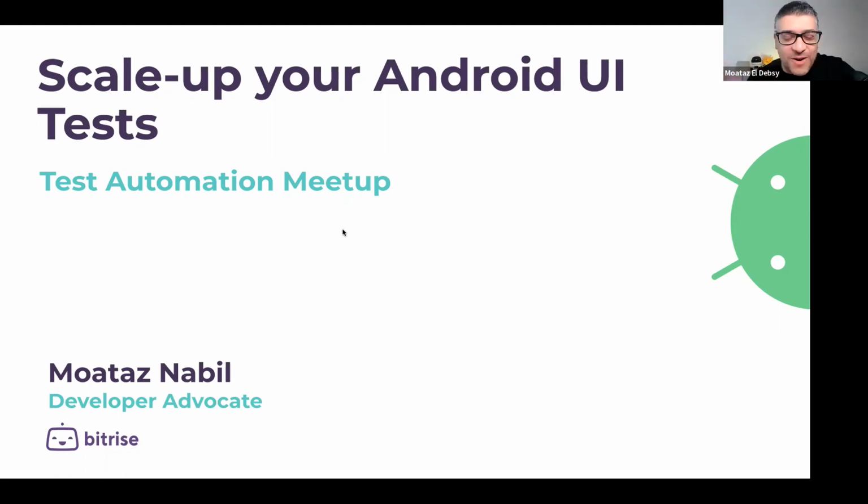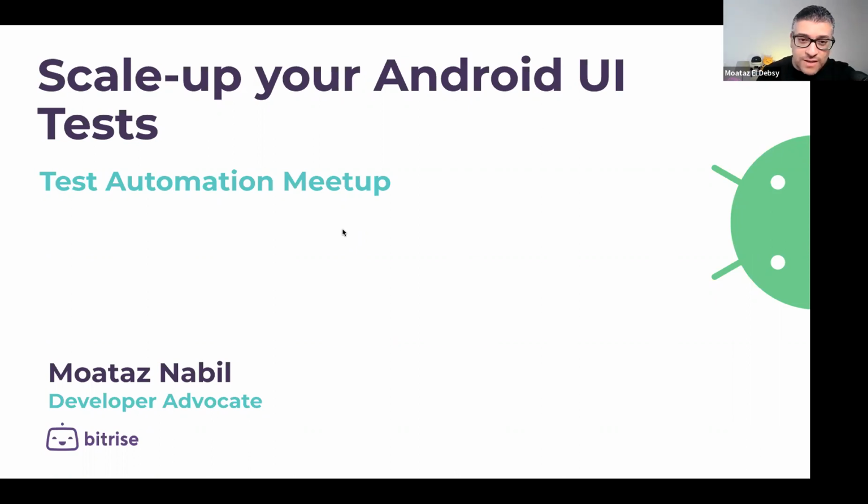Okay, so hi everyone. Today I'd like to talk about scaling up your Android UI tests. I will talk about how we can parallelize our UI tests in case our app is growing or our test automation suite is growing and we need to reduce the running time. We have different tools and mechanisms, but today I am focusing on Espresso as a test automation framework and one cloud testing tool, which is Firebase Test Lab.